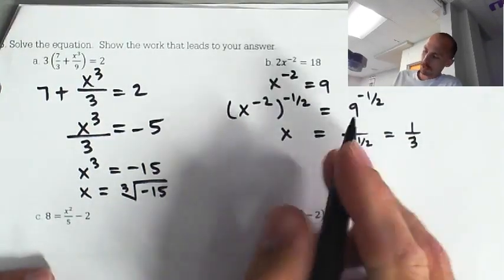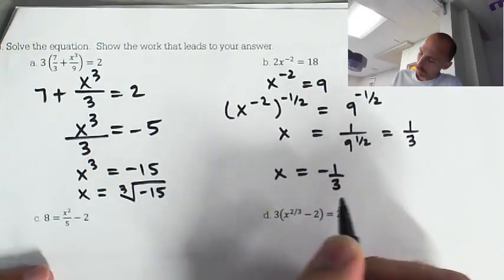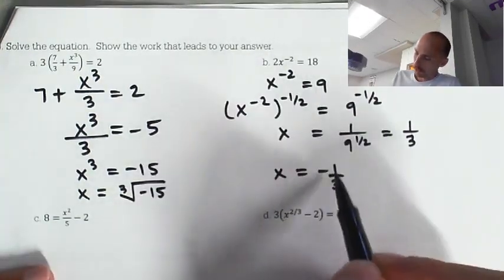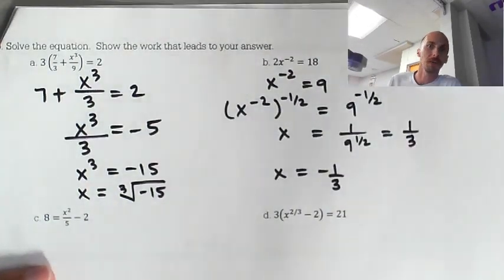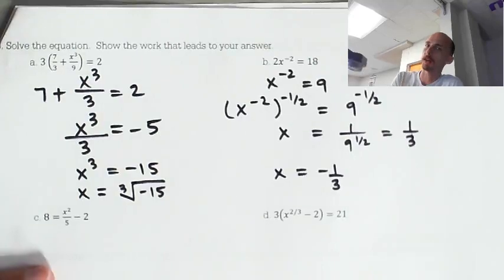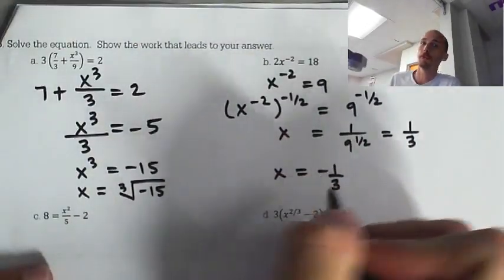But the issue is, I'm actually proposing that x could also equal negative 1/3. And the reason why is if I take negative 1/3 to the negative 2nd power, we'll turn it into a fraction first. It'll be like negative 3 squared, that's positive 9. And I double it, and that's positive 18. So negative 1/3 is a valid solution to this as well.